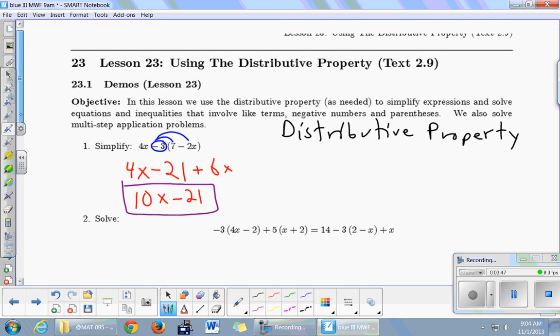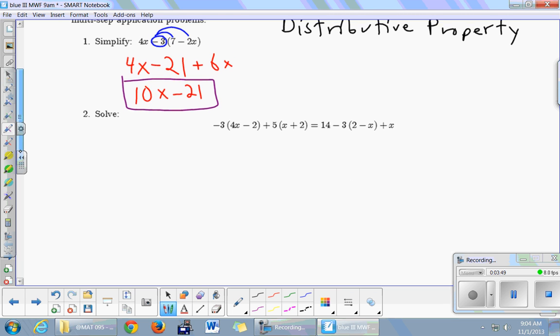Okay, let's take a look at number 2. What's the difference between 1 and 2? There's an equal sign in number 2. Number 2 is an equation. Equations are to be solved. In number 1, we didn't solve anything. We just simplified, right? Okay, so let's solve this equation.